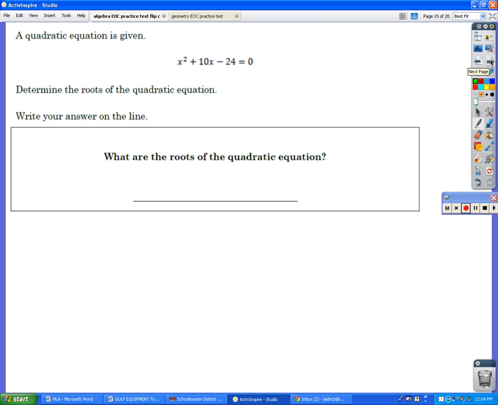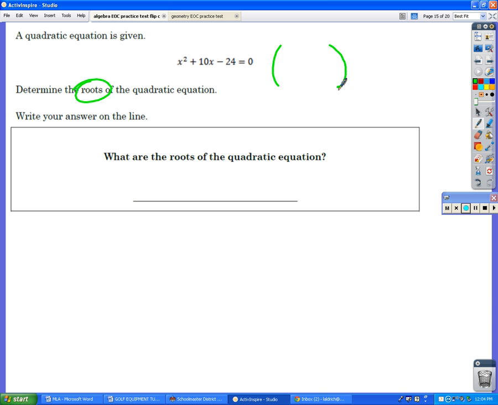Okay, now we have a quadratic equation, and this word threw a lot of you off. Okay? Roots is just another way of saying answers. So zeros. Zeros is a way of saying the answers. Solutions is a way of saying answers. And roots is another way of saying answers. And so same thing with the other one.